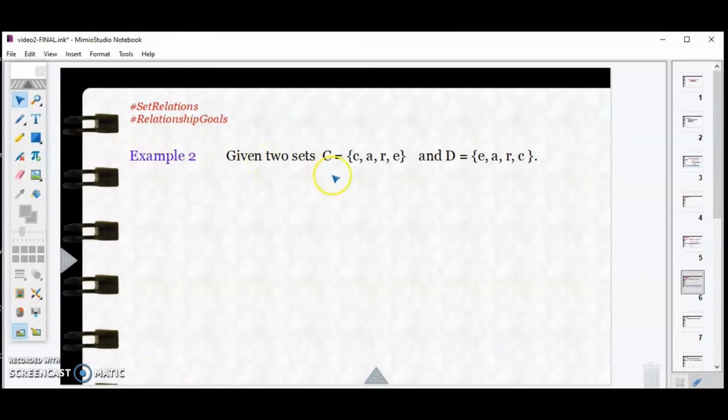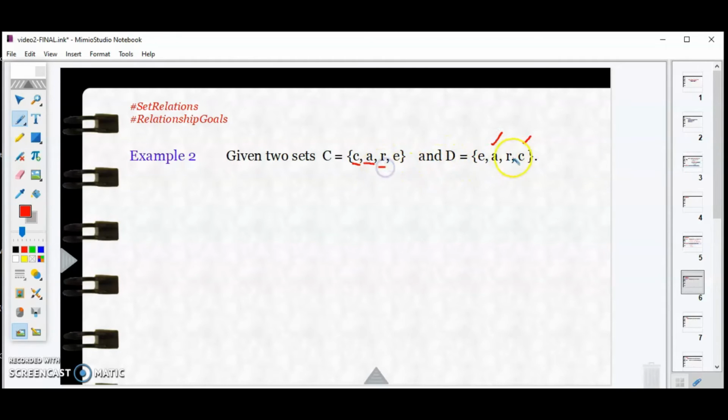Example 2 is given two sets: C with the elements C, A, R, E, and D with the elements E, A, R, C. Just like what we had in the cardinality, let's check if they have the same number of elements. For set C, you have 1, 2, 3, 4. For set D, you have 1, 2, 3, 4 also. So they have the same cardinality. Let's now take a look at the elements. You have C here in set C, and you have C in D also. You have A in C, you have A also in set D.